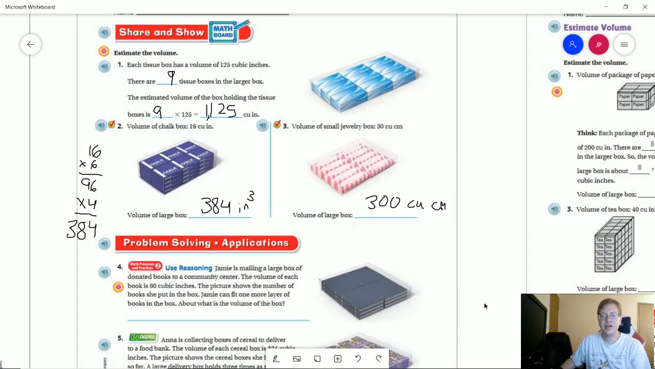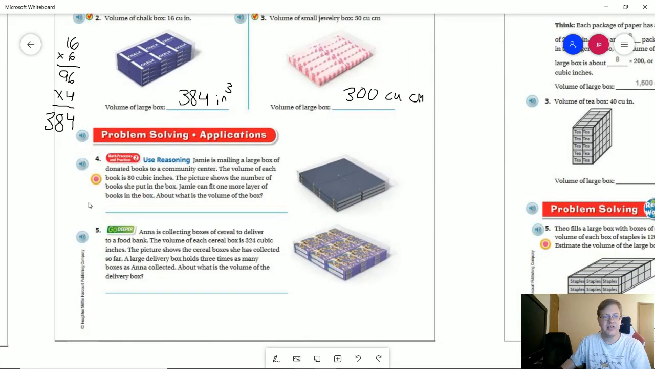And so the next couple ones, I'm not going to worry about doing them, but if you want to practice these on your own. So number 4 is going to ask us to do 80 times the number of books that we have in here. And if we go ahead and add one more row of books, then we would end up with 4 rows of 4, which would give us 16 books inside the box.